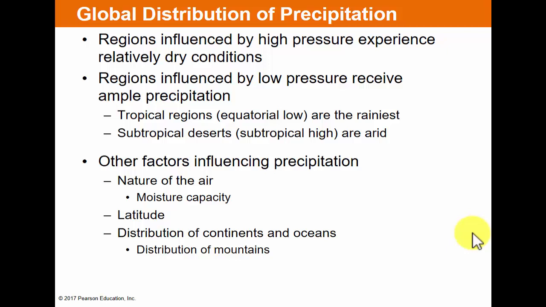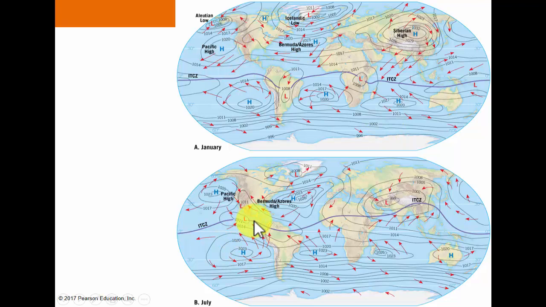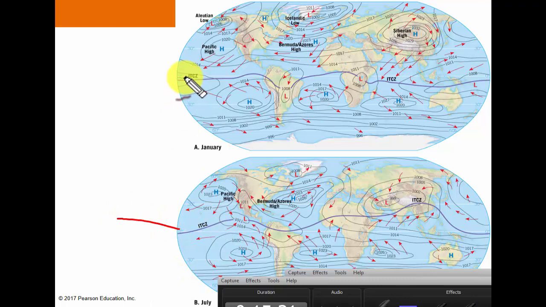So the regions are influenced by high pressure or low pressure, and regions that are influenced by high pressure typically experience relatively dry conditions. Regions influenced by low pressure typically receive lots of tropical precipitation. So the tropical regions at the equatorial low are very rainy, and the subtropical regions at the subtropical high tend to be very arid. Looking at either our January or July map, we can see that where the air rises at the equator, because the air is warm, you have the opportunity for clouds and rain.